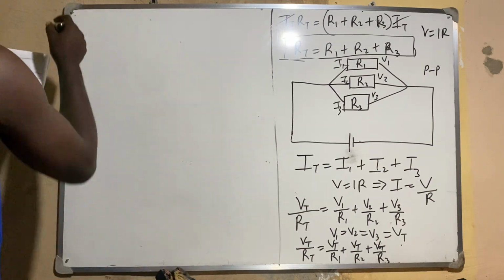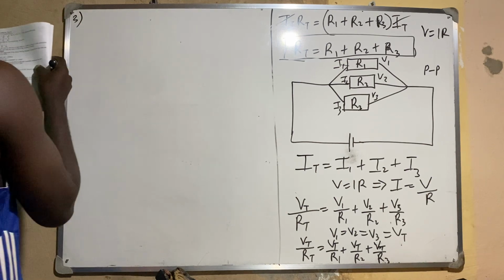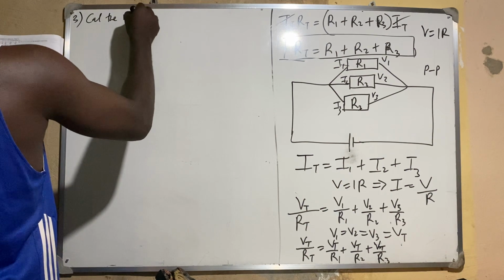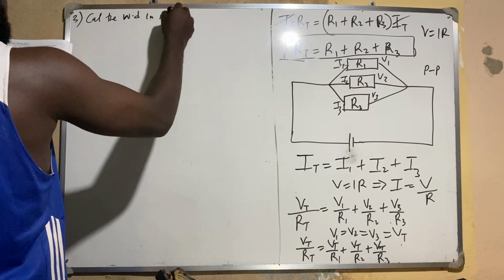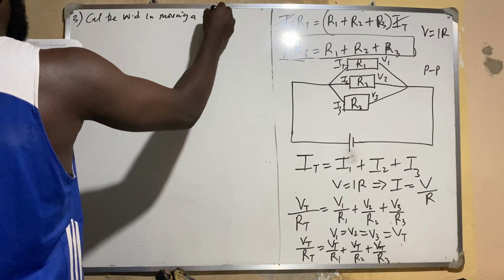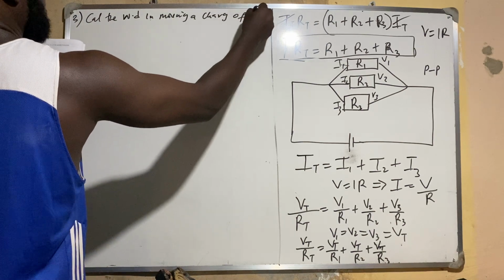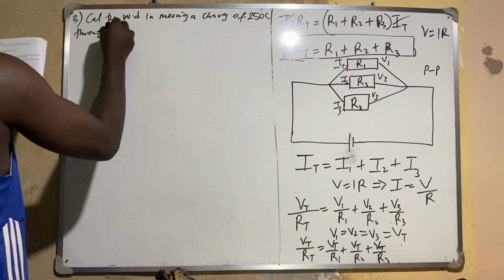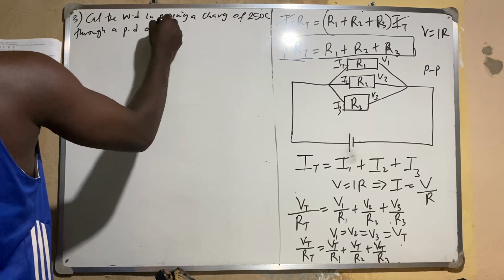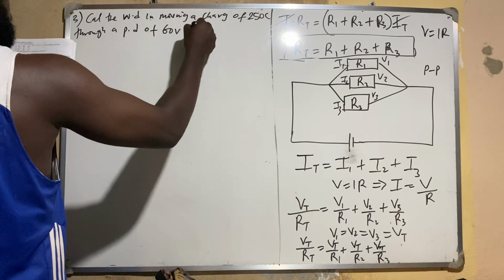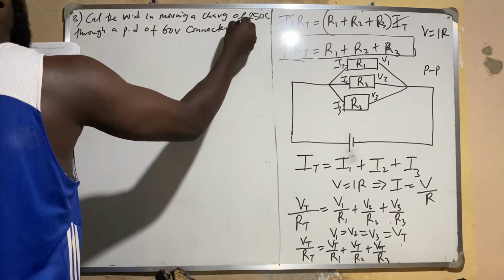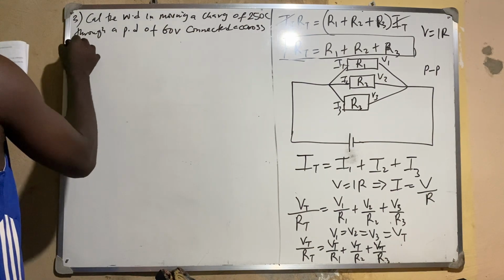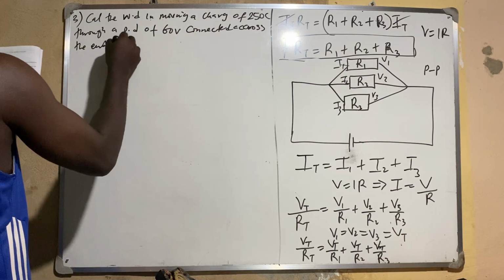So the next question, question number 3. Question number 3 says calculate the work done in moving a charge of 250 coulomb through a potential difference of 60 volts connected across the ends of the wire.